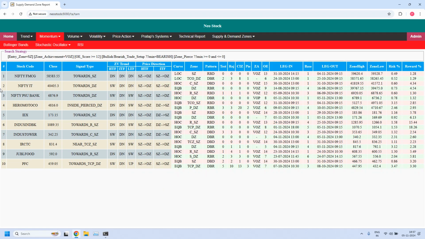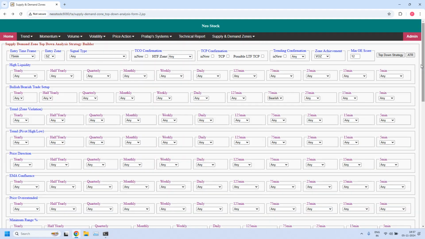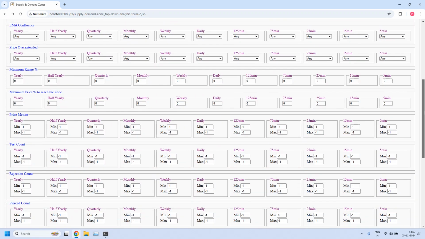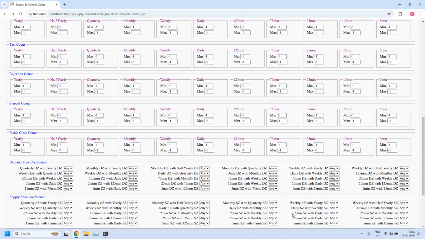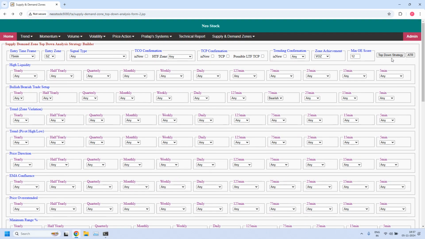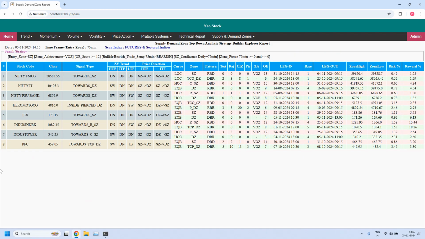Based on the ITF confluence, let's verify. LTF and ITF supply zone confluence. That is 75 minutes and daily supply zone confluence. I am enabling the filter. So with this filter, we got 8 stocks out of 10. So in all these 8 stocks, 75 minute supply zones are part of the daily supply zones. They are part of daily, and daily trend is down, that is ITF trend.